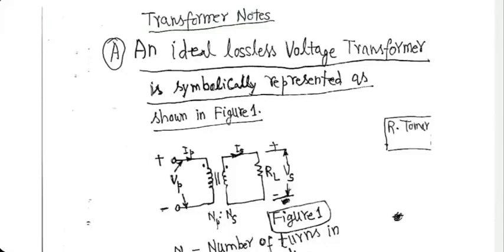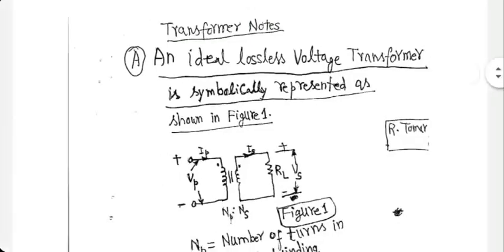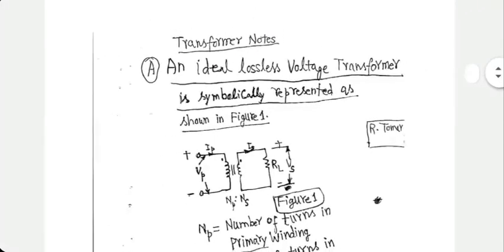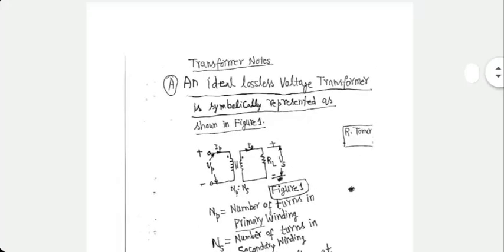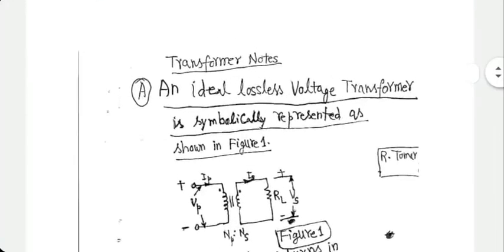This is a document which contains essential derivations that we need for transformers, especially voltage transformers. The symbolic diagram for a voltage transformer is shown by putting two coils in coupling with each other. This is how we do it.